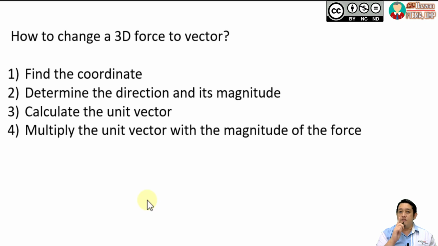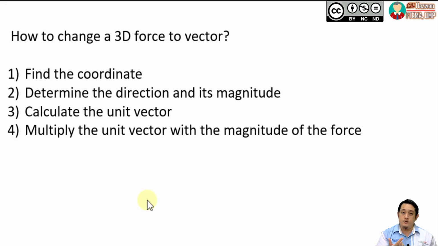The first one: because it is 3D, it will give you the coordinates of the point, of the starting point of the force until the final point of the force. So you need to find the coordinates of these two points. The second step is that you need to find the direction of these two points, and also the magnitude.